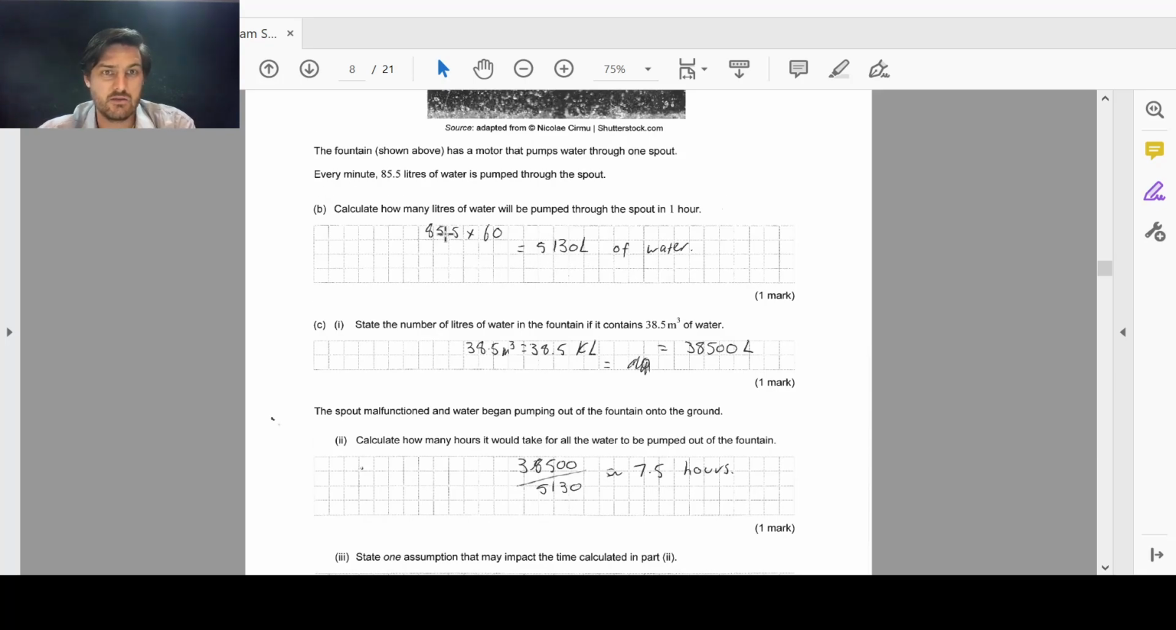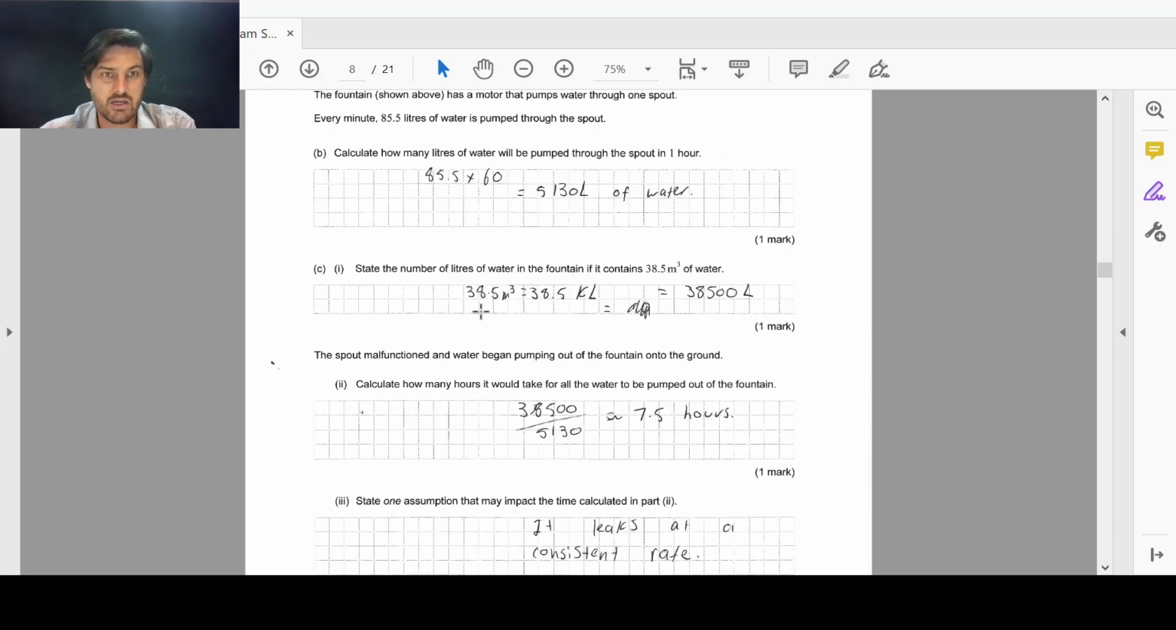Okay, this one's pretty simple. Every minute, 85.5 litres of water is pumped through the spouts. How many litres of water will be pumped through in 1 hour? So if it's per minute, then there's 60 minutes in an hour. Away we go. That should be a really easy mark there.